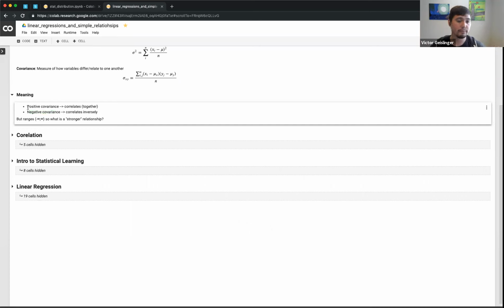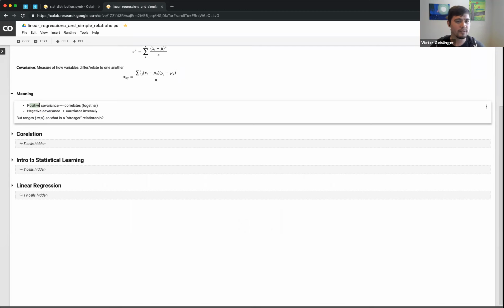And so again, this will lead to positive covariance and negative covariance. Positive correlation means that if one value goes up, the other value goes up, they correlate together. And negative covariance basically means that it does the opposite: as you increase one value, the other value goes down. We'll see a couple of graphs for this.